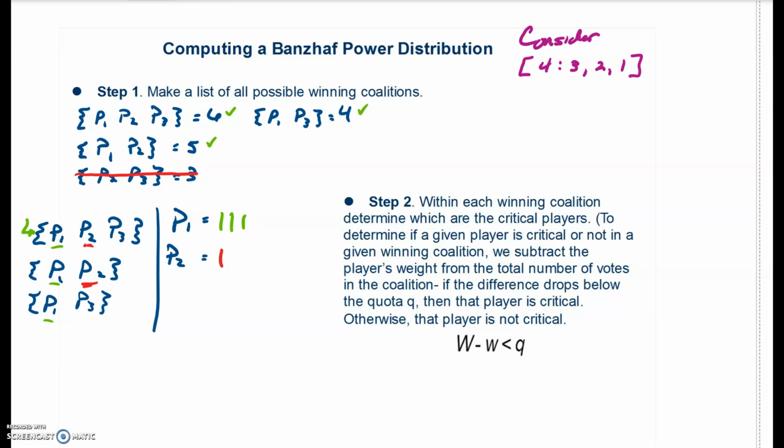Now let's look at player 3. If I take player 3 away from this very first coalition, that's still a winning coalition, so player 3 is not critical here. And then he's only present in this last coalition. If I take him away, he is critical here, so player 3 is critical 1 time. Okay, so that's the first 2 steps to creating our power distribution.